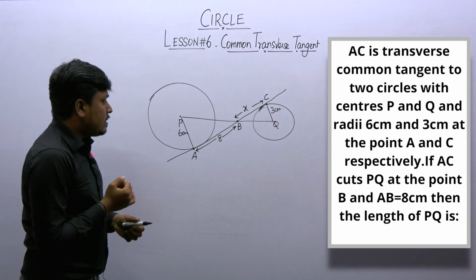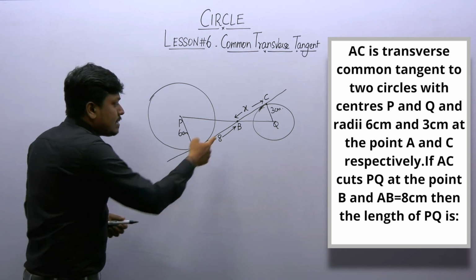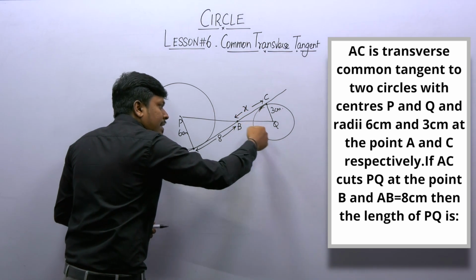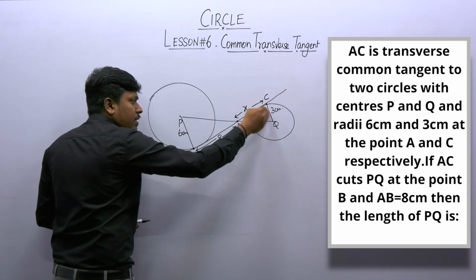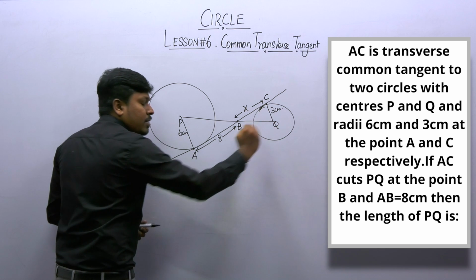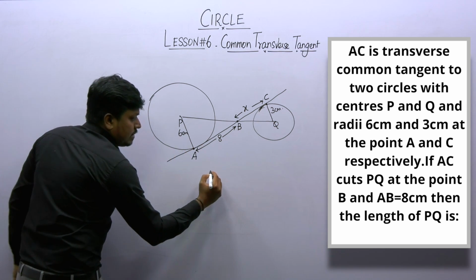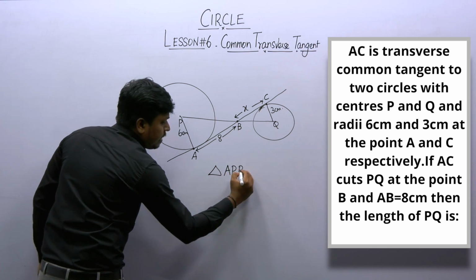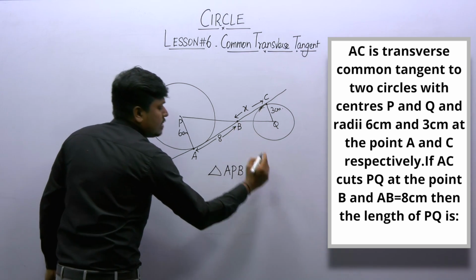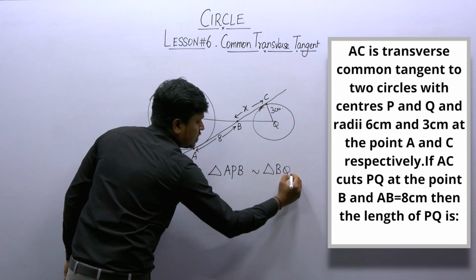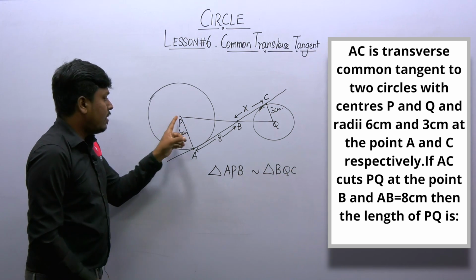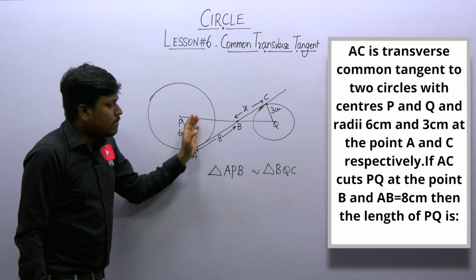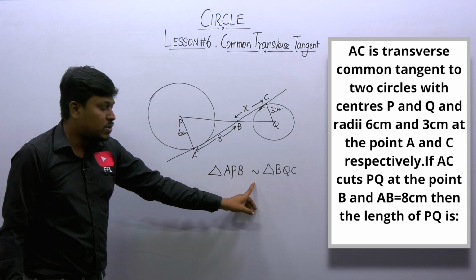In order to find this, we can say one thing: this right angle triangle is parallel to this right angle triangle, yes or no? Because this line is parallel to this, and similarly, this line is parallel to this line. So we can say that this triangle APB is parallel to this triangle BQC. Both the triangles are parallel. Let me assume this as one right angle triangle, and similarly, this will be another right angle triangle. So both these right angle triangles are parallel to each other.